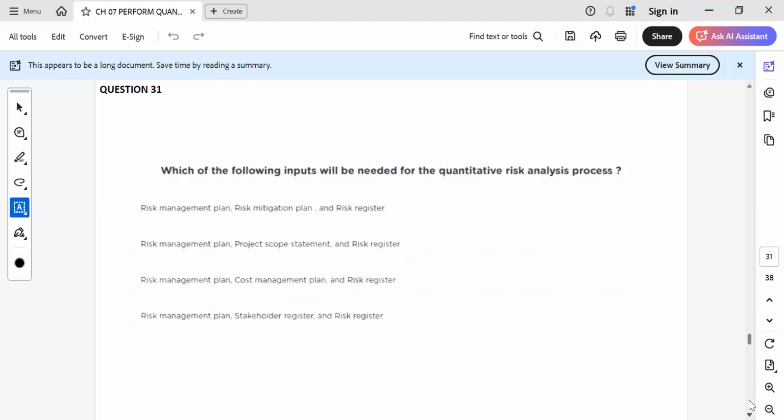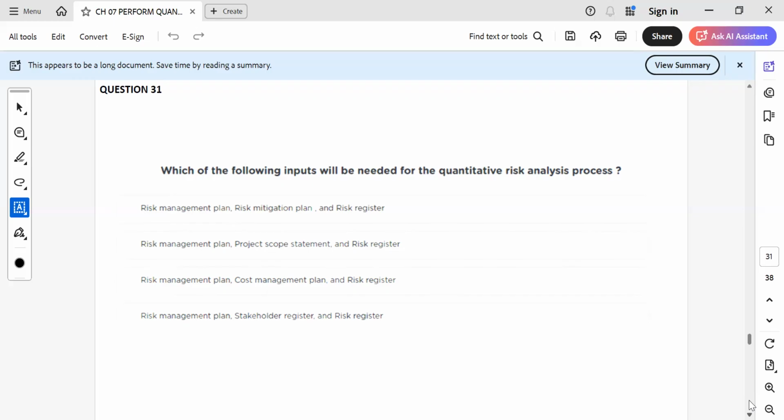And here, in this question, if we are considering scope statement as an input, then in quantitative assessment we are going to see the aggregate risk, which is going to impact the overall project, or the combined impact on the project objectives. That's why scope statement is not considered as an input. It is input for the qualitative risk analysis. But the risk management plan, cost management plan, schedule management plan, risk register, they are the right answers.